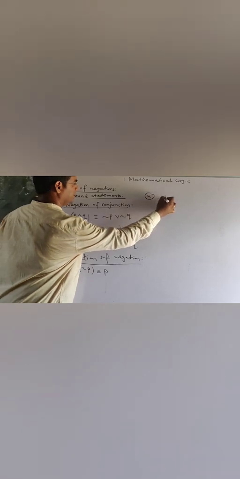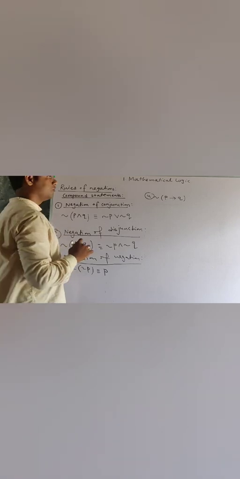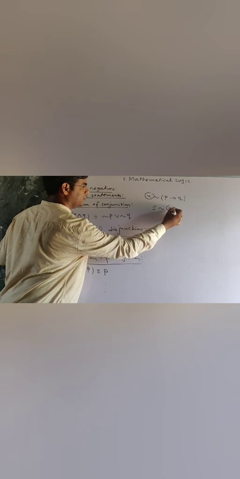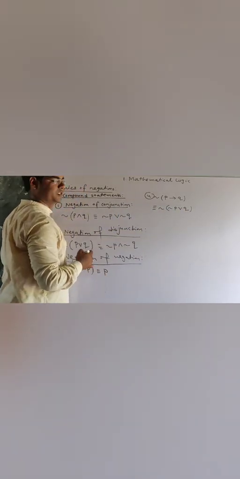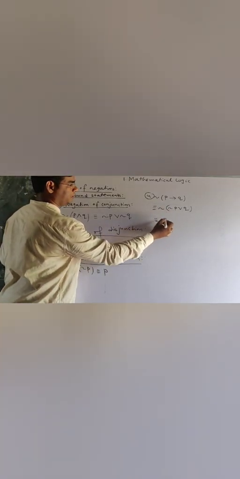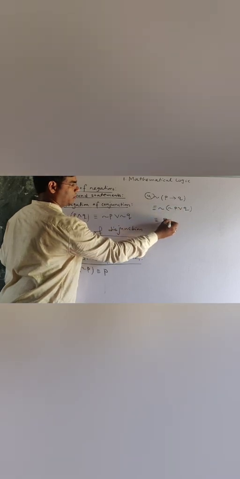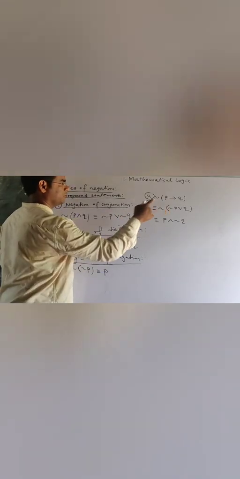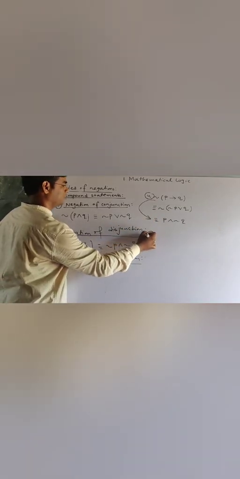The fourth rule: suppose we have P implies Q and we have to write the negation of this statement. As we know, P implies Q can also be written, using the conditional law, as negation of P or Q. So negation of (negation of P or Q). Use De Morgan's law here. The negation gets cancelled, you get P, and you replace or by and, negation of Q. So this is the negation of P implies Q. Directly, the negation of P implies Q is P and negation of Q.